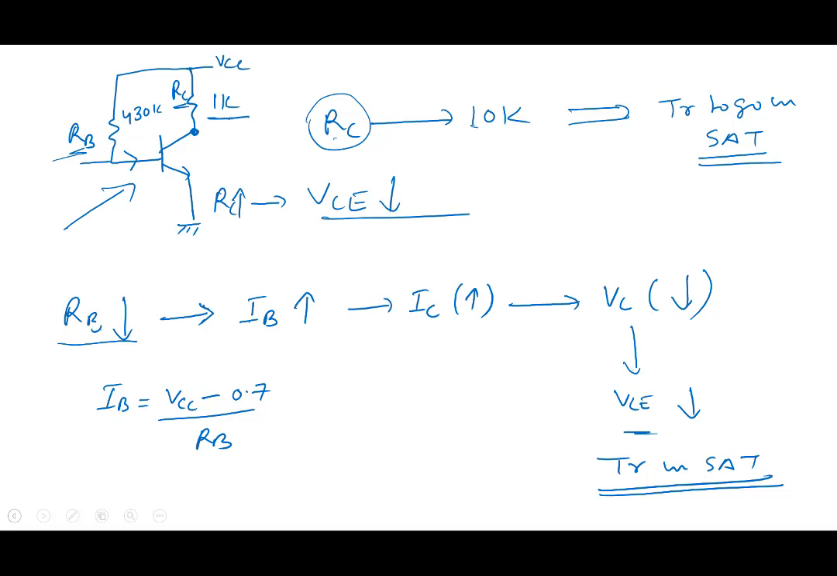So the general method of analysis is what? Many times you don't know. So the general method is assume the transistor to be in forward active. Assume it to be this. Once you assume, you know VBE is 0.7 volt, and you know IC is equal to beta IB. You can use this.